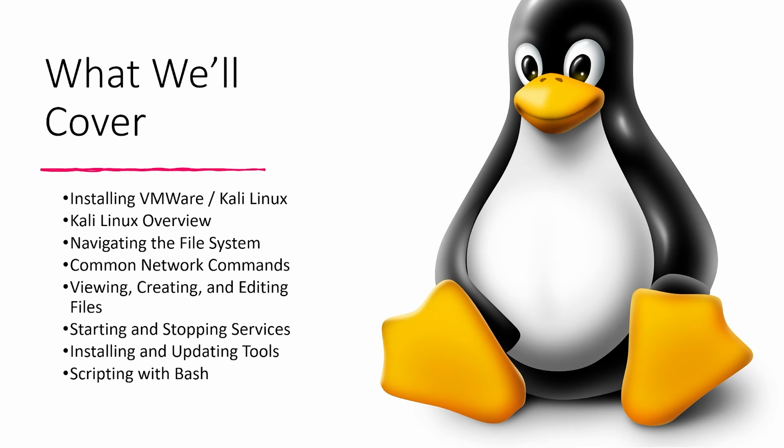And in this course, we're going to be covering everything that we need to know to understand Linux as an ethical hacker. So if you've never used Linux before and you're looking into the field of ethical hacking, then this is going to be the course for you. We're going to be covering how to install and run a version of Linux called Kali Linux. We're going to cover what Kali Linux is, and then we're going to talk through how to navigate the file system, how to use common network commands, how to create files and view files and edit files, and how to stop services, start services, how to install tools, and how to write a script with bash scripting.